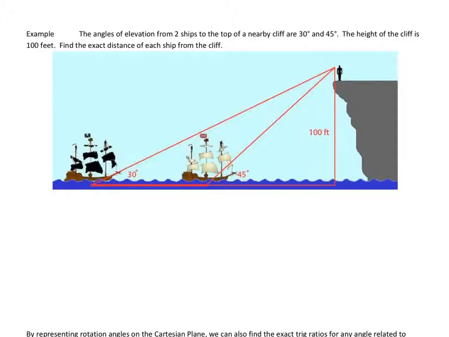So let's begin by labeling those two sides we're looking for in this scenario. So we're looking for the distance of the closer ship to the cliff. Let's call that x. And we're looking for the distance of the ship that's further away from the cliff, and we'll call that y. So let's introduce our variables. We'll say let x and y.